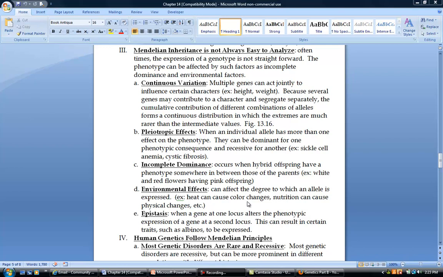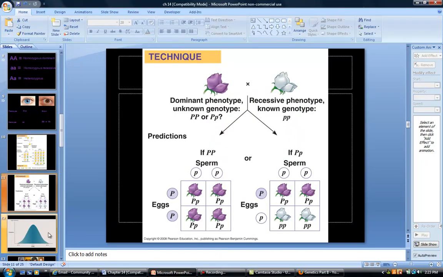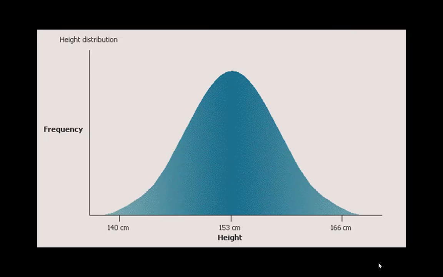What happens with continuous variation, if you look at this graph, is that it tends to form a bell curve. This is a height distribution in a community, and you can see that the intermediate values, the average heights, are way more common than the super short people over here, or the super tall people over here. So in continuous variation, the intermediates are way more common than the extremes. With height, weight, and skin color, you do tend to see the average or in-between a lot more often than one of the extremes, right?